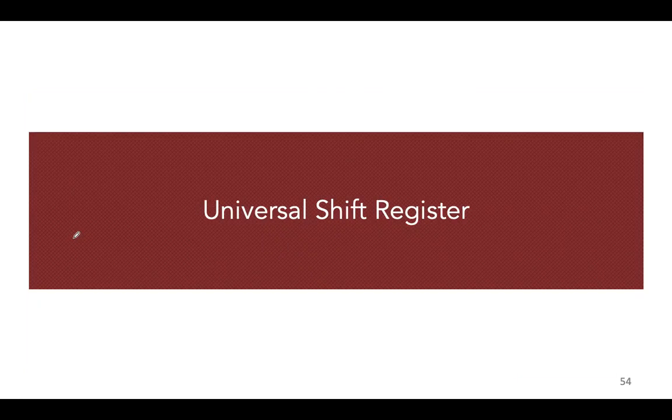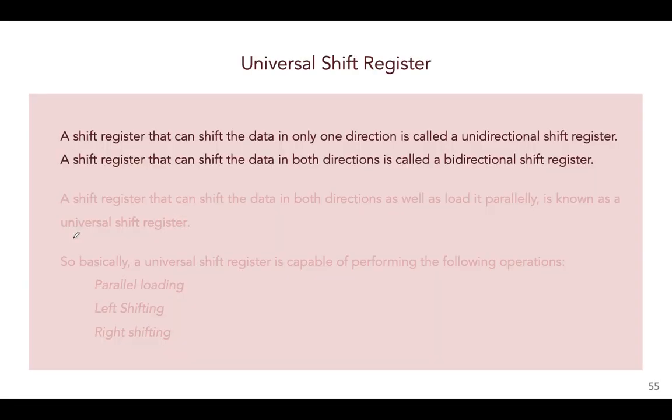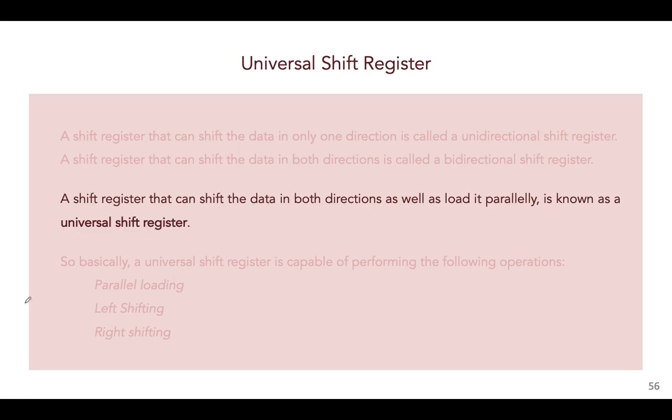Right. Now let's talk about universal shift registers. You can understand by now that a shift register that can shift the data in only one direction is called a unidirectional shift register. A register that can shift the data in both directions, like we just discussed, is a bidirectional shift register. Right. A shift register that can shift the data in both directions as well as load it parallelly is known as a universal shift register.